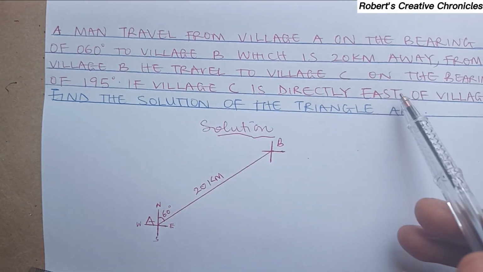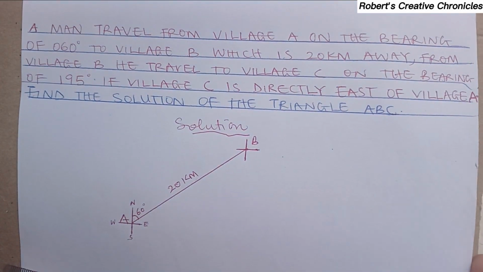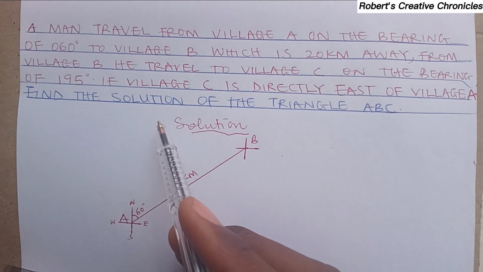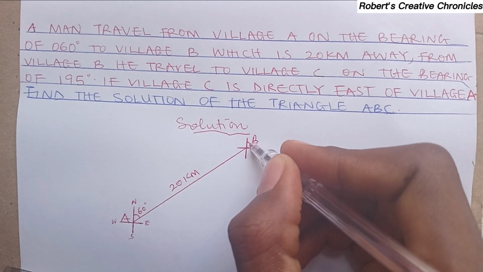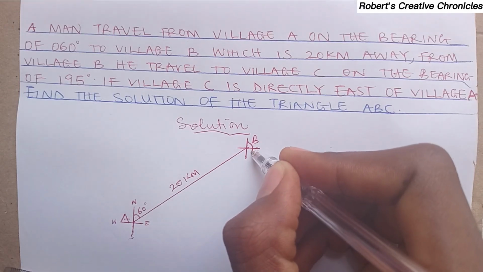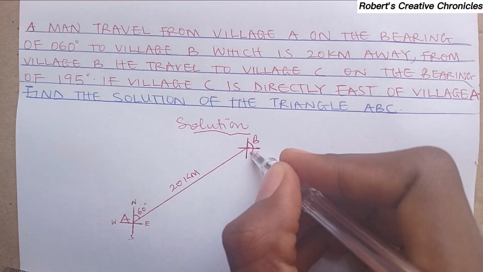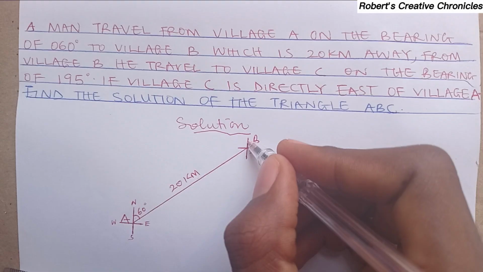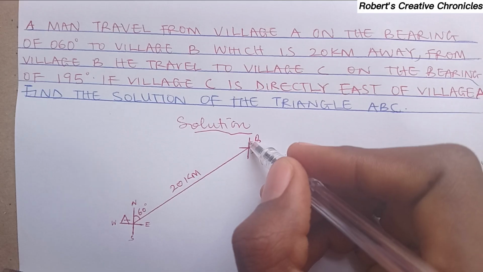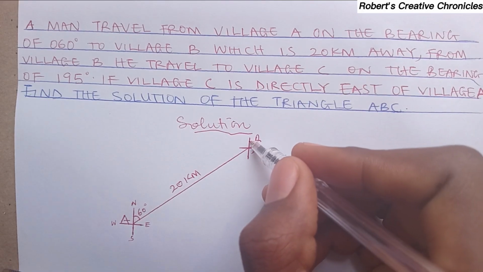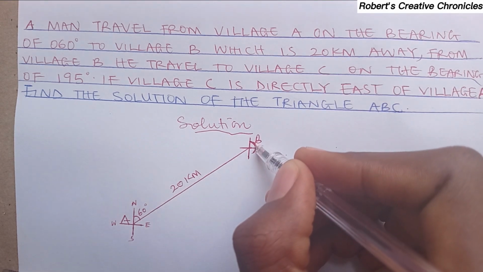Here now it said on the bearing of 195 degrees. So that means we will move from this North Pole to the direction of 195 degrees. So this is the North Pole. We're moving in clockwise direction. Don't move in anti-clockwise. The angle of bearing is usually measured from the North Pole in clockwise direction to the direction that was specified.